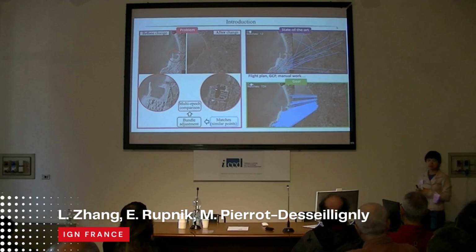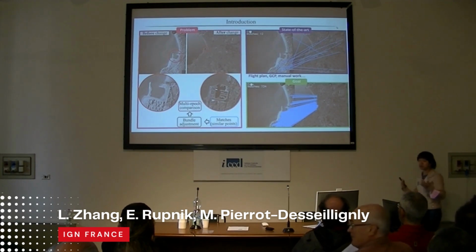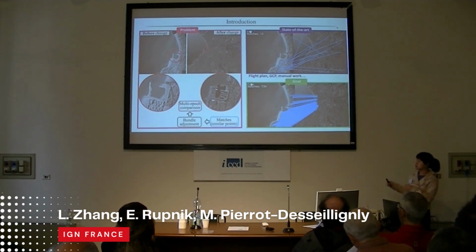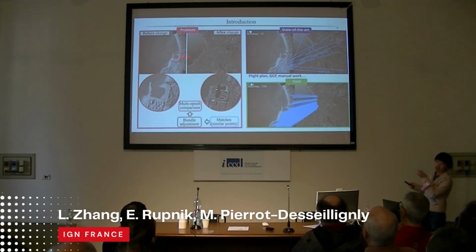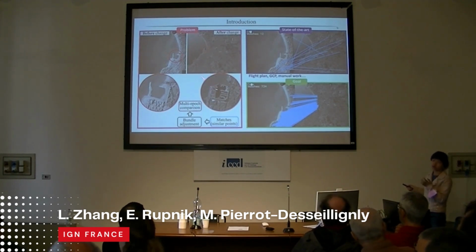This is a very difficult part of the whole procedure, because even small errors in the location of the matches will lead to big errors in the multi-epoch comparison. It is also very challenging because, as we can see here, the scene changed a lot, and we also have different image tones, resolutions, scopes, and so on.